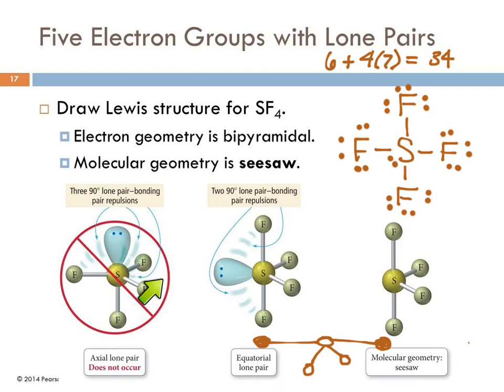This would be called something else. Actually, I'm not sure what that would be called, but it's not the same as this. And so if you have one lone pair out of 5 groups, it's going to be a seesaw shape.